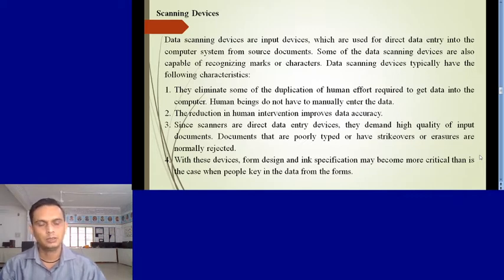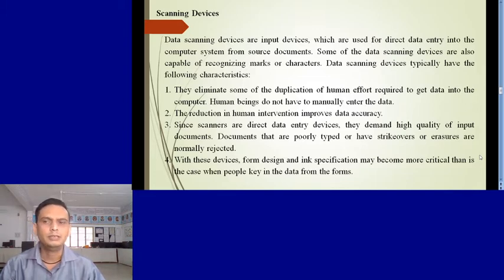Scanning devices means the data can be scanned by the device and provided as input to the computer system. It means we can convert the hard copy into soft copy. Whatever is on the page or any type of material can be converted into soft copy. For that we need scanning devices.